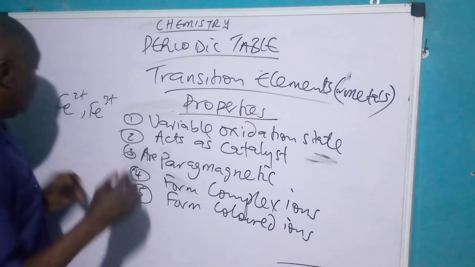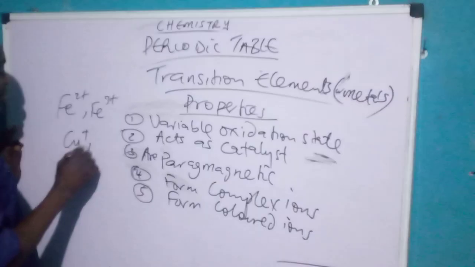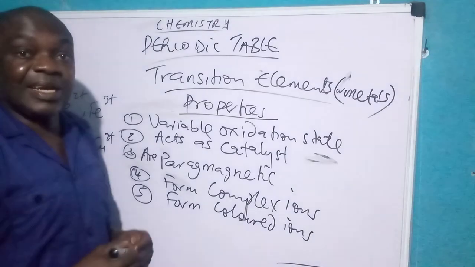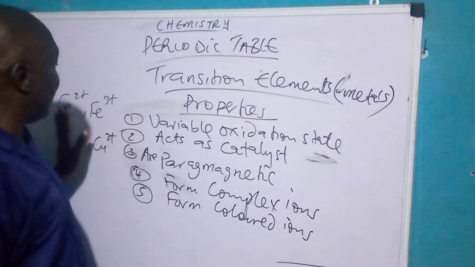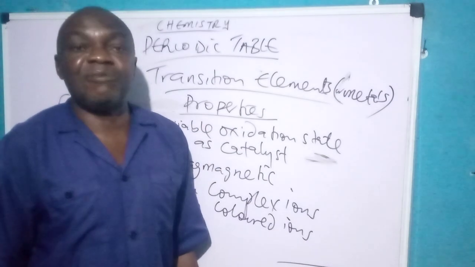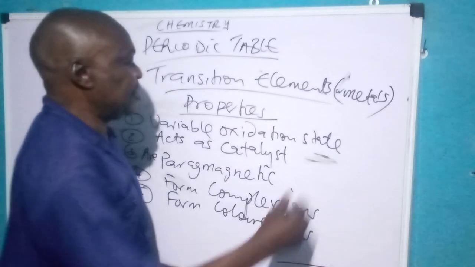Then for copper, you have Cu+. You also have Cu2+, and so on and so forth. Remember, these are the really stable forms of it. They have variable oxidation states, meaning they have more than one oxidation number. That's the meaning of variable oxidation state. So we have treated this.